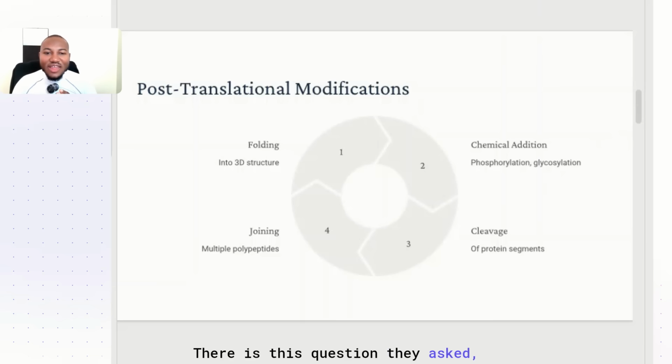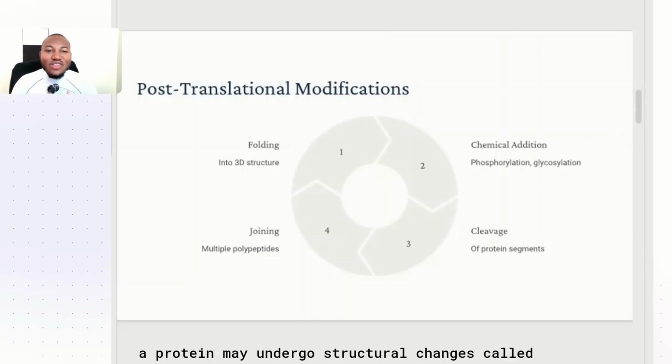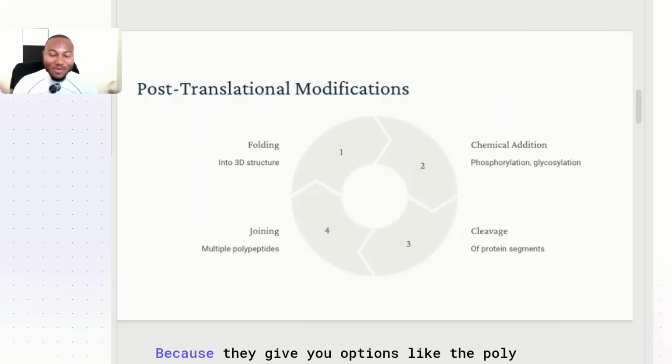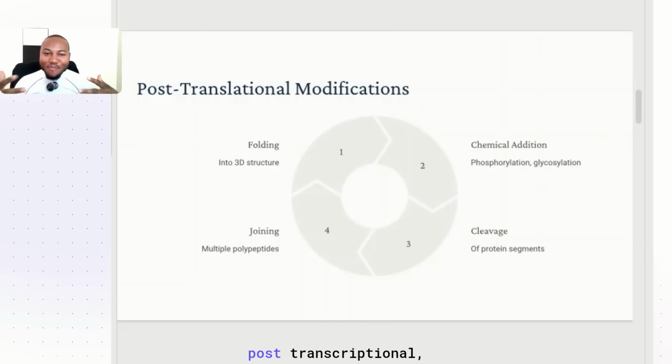There is this question they asked. They said, after translation, a protein may undergo structural changes called dash modification. Post-translational. Because they give you options like polyribosomal, secretory, post-transcriptional. You see? Post-transcriptional. Then they give you splicing. Please. The answer is post-translational modification.